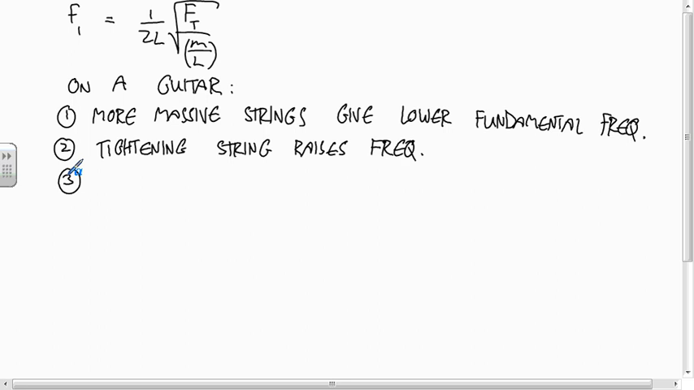After midnight, right, that's an Eric Clapton song. So shortening the string makes the fundamental frequency go up.